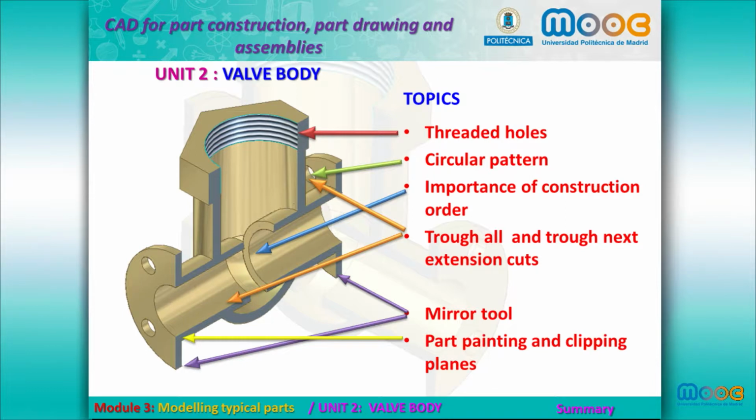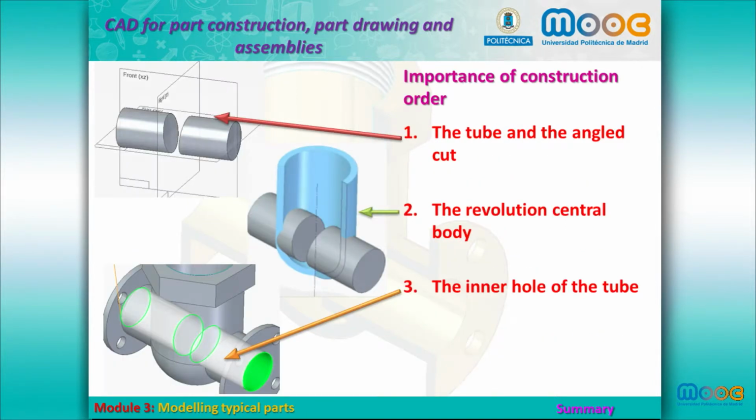In Unit 2, bulbal body, we have first tested the importance of construction order. Well, this order first has to be the tube at angle cut, and after this, the revolution central body. If we change the order in this operation, cutting the tube produces also a cut in the revolution central body, which is not desired.